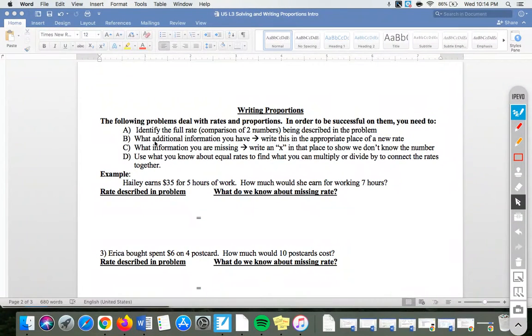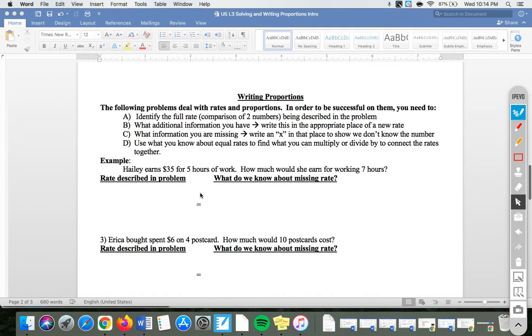Then part B, this next step would be find what additional information you have. You're going to write this in an appropriate place with the new rate. I'll talk about that in a bit too. And then you're trying to figure out what information you're missing. So what are you being asked to find? An example of B and C put together: the second sentence says, how much would she earn for working 7 hours? For B, the additional information I know is that she worked 7 total hours. What am I trying to find for C? Well, I'm trying to find how much she earned. And then D is solving, using the rates that we have to solve the proportion.